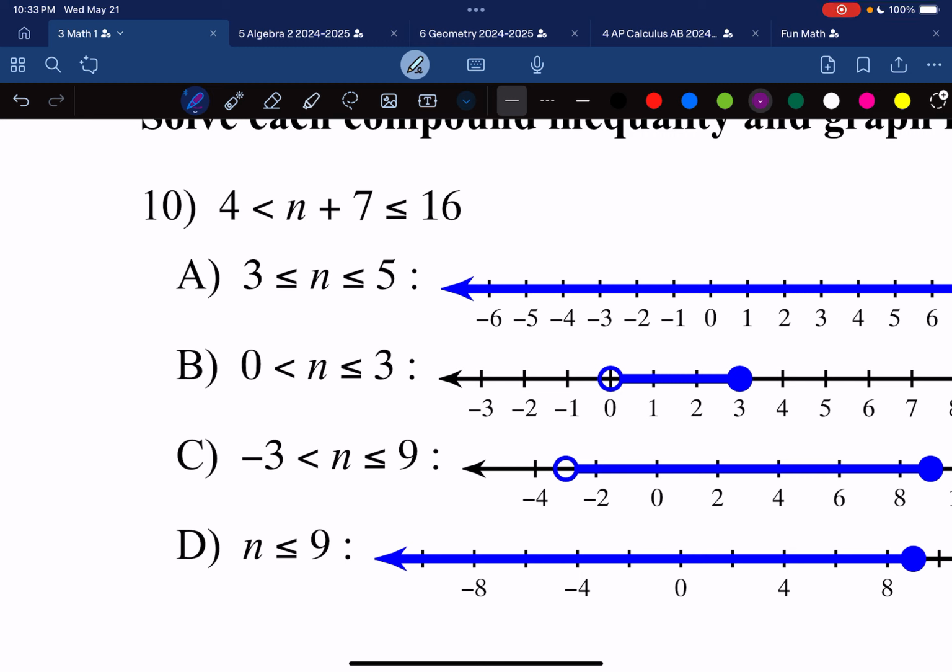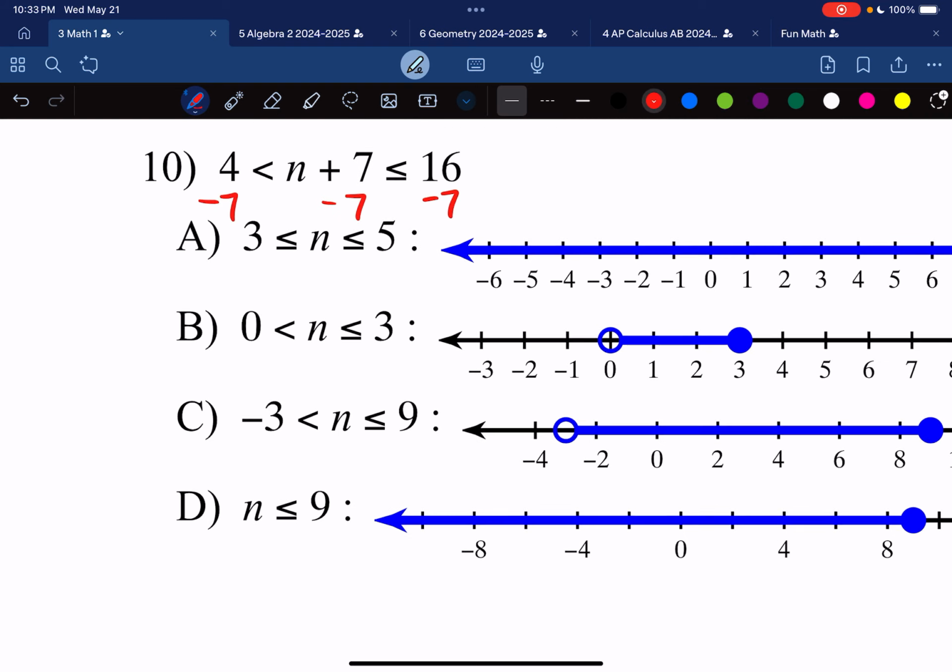In this case, I'm just going to get rid of this +7 to get my variable isolated. I'm going to do that to all three sides. So I'm going to subtract 7, subtract 7, subtract 7. And I ran out of room, so I'm going to do it down here.